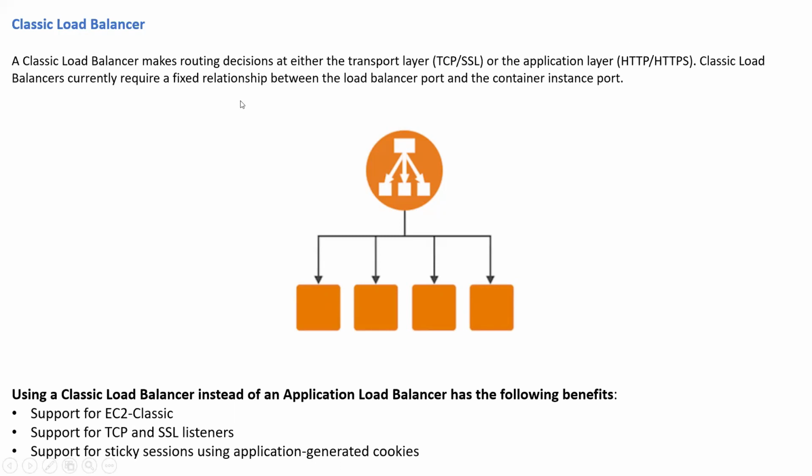The classic load balancer currently requires a fixed relationship between the load balancer port and the container instance port. It supports several things compared to the network load balancer and application load balancer, because it is a mixing of both load balancers. It has a number of features to help provide high availability, monitoring, and better security for your application stack. It operates at layer 4. As I told you, the application load balancer operates on layer 7 of the OSI model, but this classic load balancer operates at layer 4 of the OSI model.